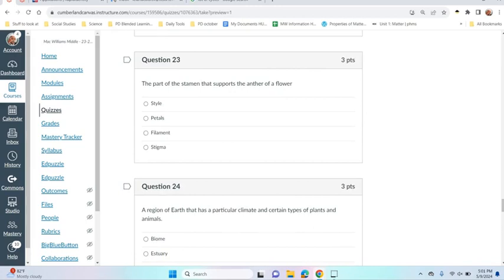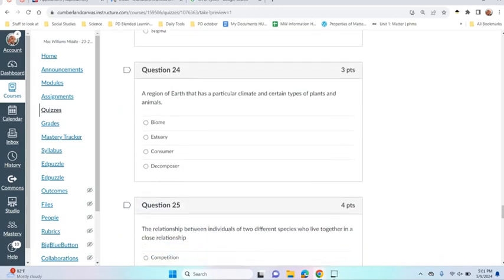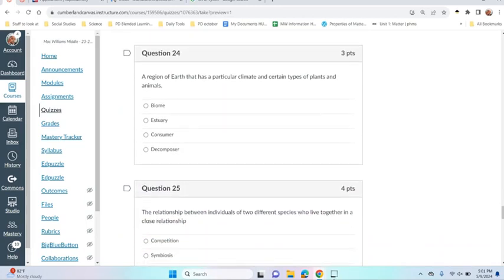Number 23. The part of the stamen that supports the anther of a flower. Is that the style, the petals, the filament, or the stigma? Number 24. A region of Earth that has a particular climate and certain types of plants and animals. Is that a biome, an estuary, a consumer, or decomposer?